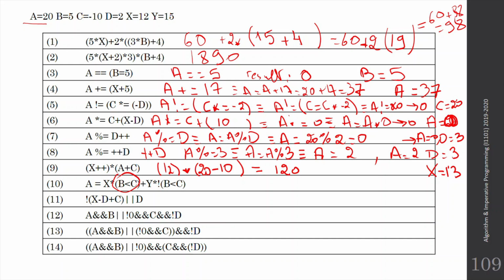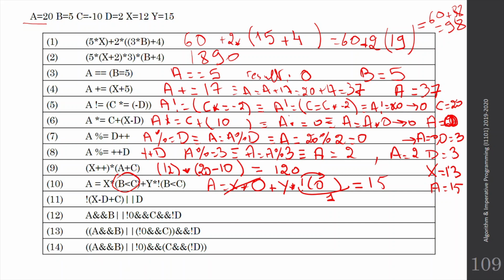Is B less than C? Let's check. Is 5 less than minus 10? It's wrong. So in A we will have x multiplied by 0 plus y multiplied by not. Is B less than C? Again it is 0. So x multiplied by 0 is 0, and not 0, not false, it means true. So this one will be equal to 1. So A equal y multiplied by 1. So in A, I will put y, which is equal to 15. So at the end, I have A equal 15.